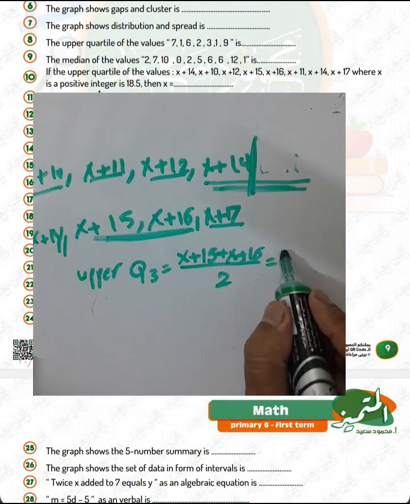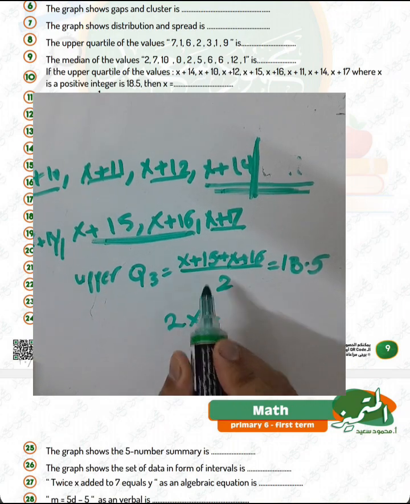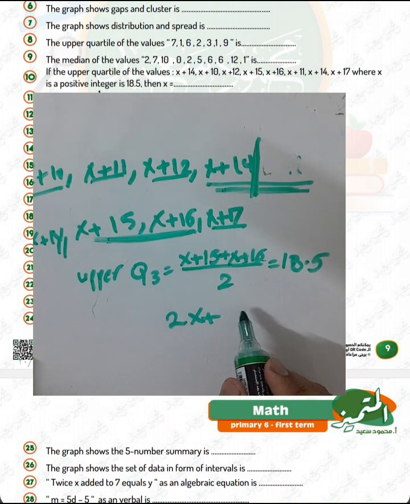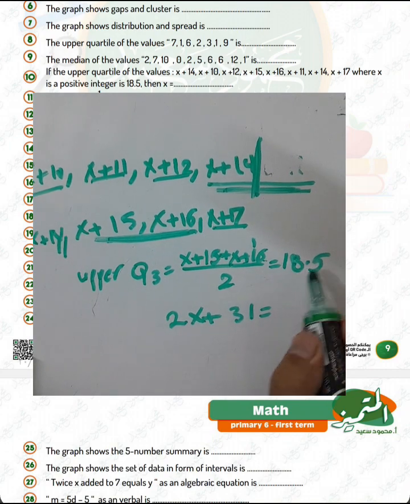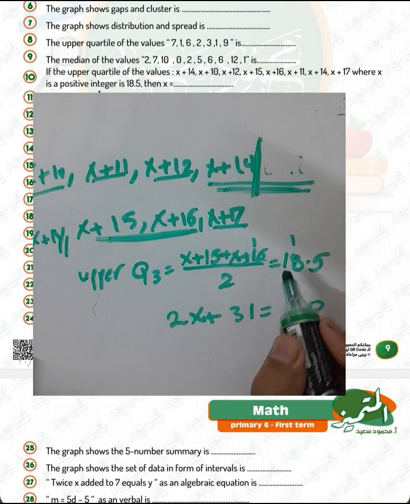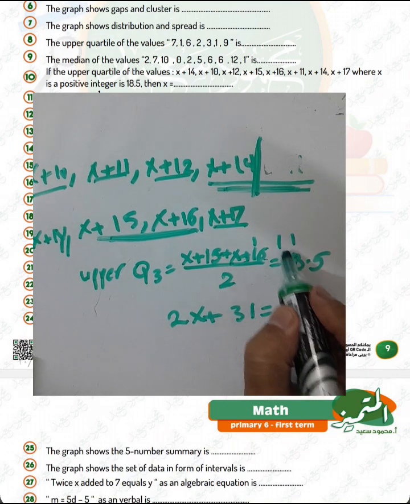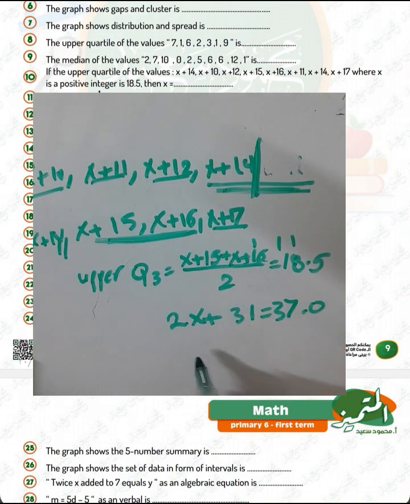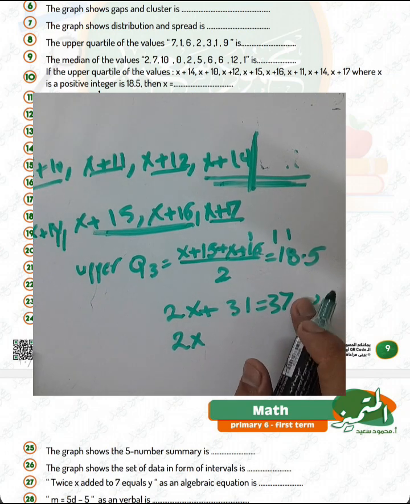Okay, right? 18.5. And x plus x, it will be 2x. 15 plus 16 equals 31. And 2 times 18.5: 2 times 5 equals 10, 0 and carry 1. 2 times 8 equals 16 plus 1 equals 17, 7 and carry 1. 1 times 2 equals 2 plus 1 equals 3. So 37. Then 2x plus 31 equals 37.